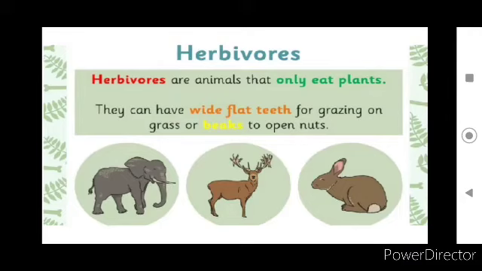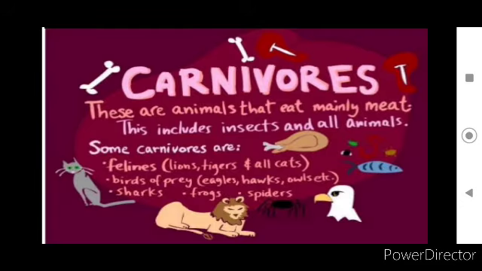Herbivores are the animals that only eat plants. They can have wide flat teeth for grazing, that is for eating grass, or beaks to open nuts. You can see the examples of elephant, deer, and rabbit. You can find out more animals which eat only plants. Next come the carnivores. These are the animals that eat mainly meat, and they will hunt and eat. You can see the carnivorous animals eat the flesh of other animals either by hunting or by going and eating the flesh after some other animal has hunted.